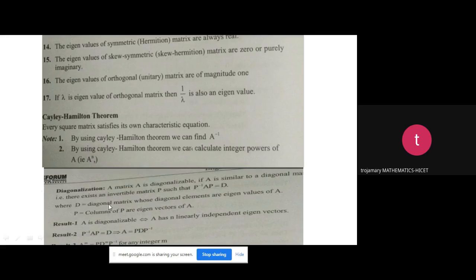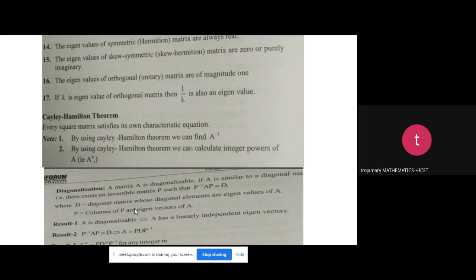Diagonalization. The matrix A is diagonalizable if A is similar to a diagonal matrix, that is, there exists an invertible matrix P such that P inverse AP equals D, where D is a diagonal matrix whose diagonal elements are eigenvalues of A, and the columns of P are eigenvectors of A. A is diagonalizable if and only if A has linearly independent eigenvectors. Then P inverse AP equals D, or otherwise A equals PDP inverse.